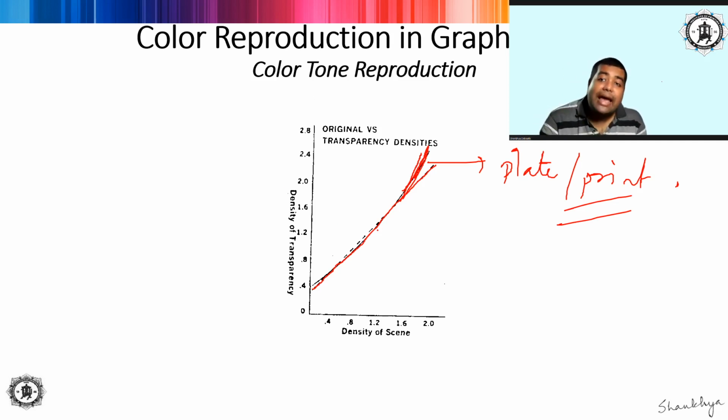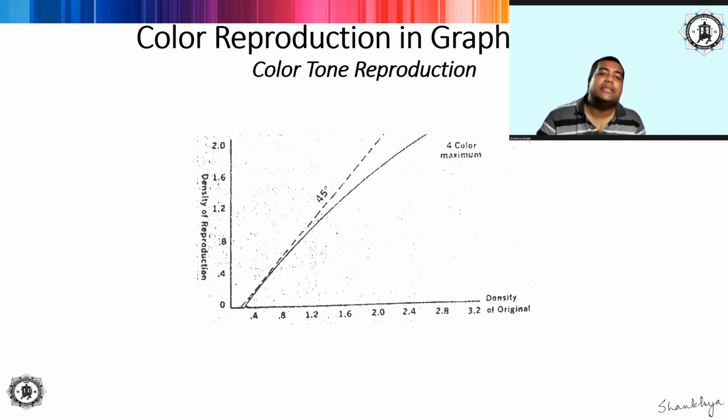Now I will show you another plot over here. As you can see, it is the same type of plot that I have shown you earlier. Here the highlight and shadow points have been plotted, right? The plot shows two things. First, what is the minimum printable density with respect to the original transparency, which is this particular point, right? And what is the maximum printable density with respect to the original, which is this particular point, right?